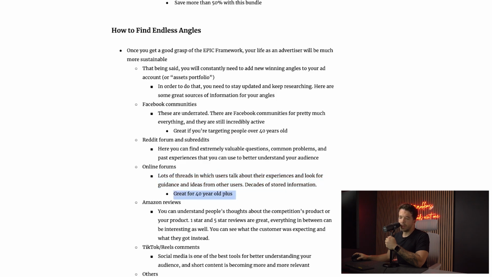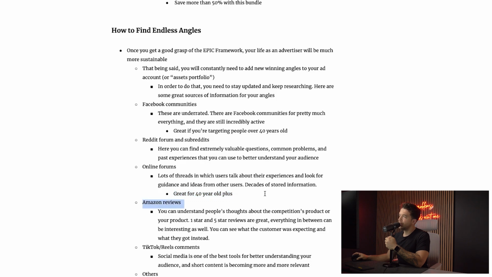40-plus-year-old audiences, but also for those products that are not innovating anything particularly, but that have been on the market for a long time. So all this information in the online forums can help you get a good grasp of what gets people to buy, what motivates them, why they are interested, why they are in the market for a specific product, and so on.